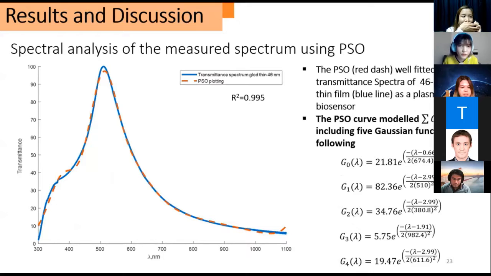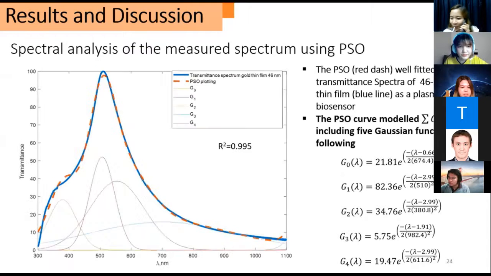And the last one of the results, we use the gold film, and this slide shows the transmittance of the gold film, and the red dot is the PSO curve fitting too. You will see the 5 Gaussians are well deconvolved with the PSO, and they give an R square of 0.995. It's a very high R square.